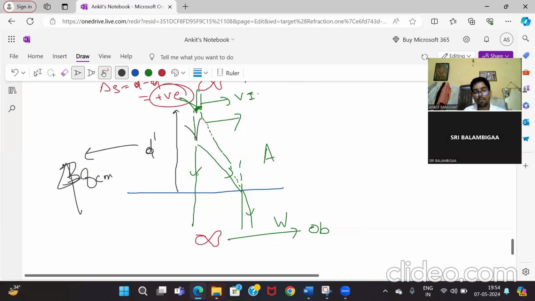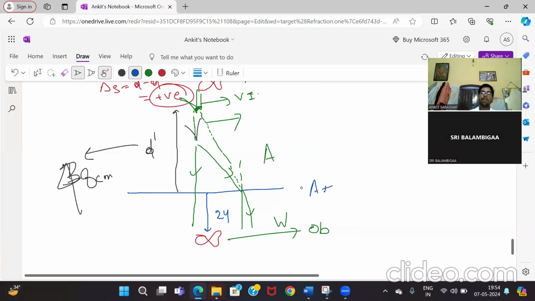Now, this is simply the apparent height. But they're asking as seen by the fish. So according to the fish, where is the fish? The fish is also at a certain height, 24, so we will add. But if they're asking simply what is the apparent height, then the answer is simply 48.